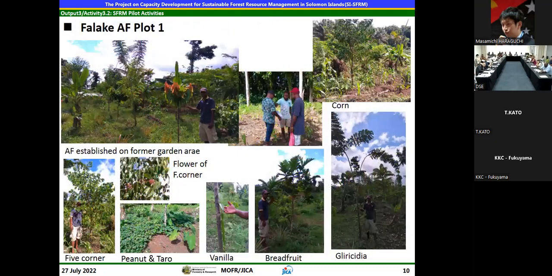And in Palake AF plot 1, it was established in a previously used garden area, and you can see trees. There is a medium-term crop, peanut and taro, vanilla. And you can also see Gliricidia is used for nitrogen fixation, and long-term, medium-term, and short-term crops are planted in the same plot. Next.